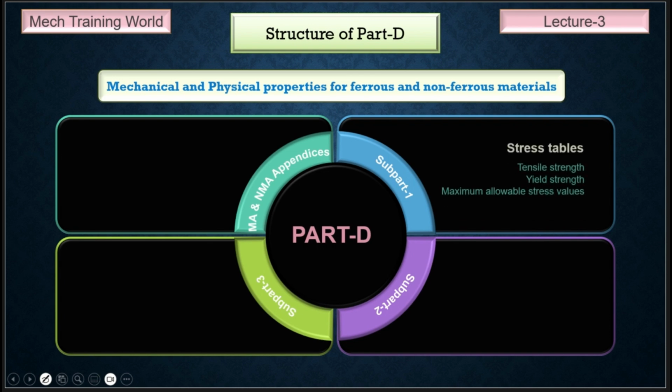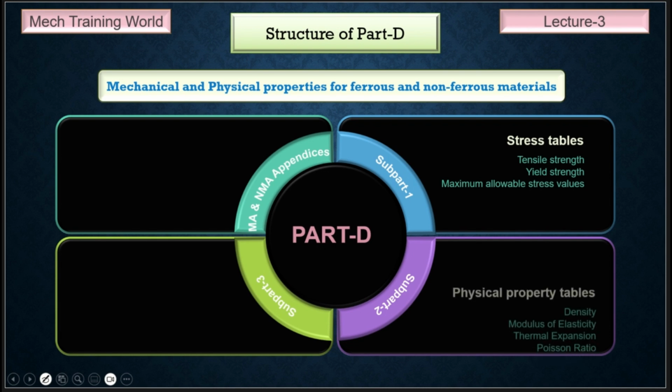Subpart 1 covers mechanical properties such as stress tables. In the stress tables, you will find tensile strength, yield strength, and maximum allowable stress values for different temperatures for ferrous and non-ferrous materials, which are used for your pressure vessels and boilers for different divisions. And next one is subpart 2.